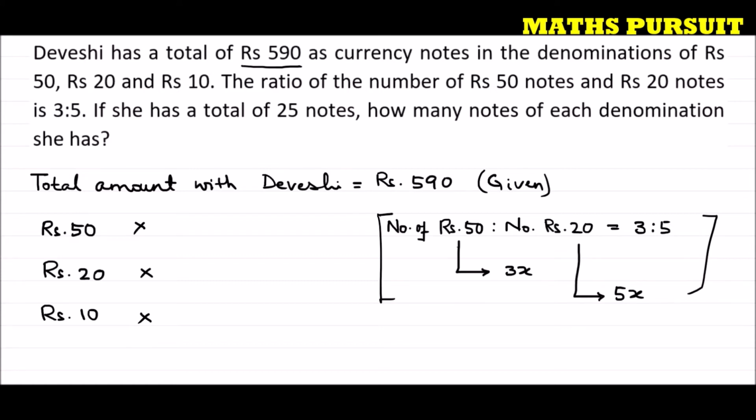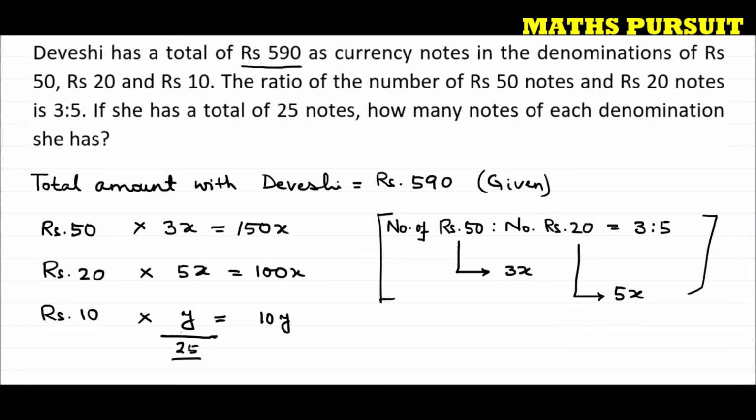Now guys, let us note it down here. The number of 50 rupees notes is 3x and the number of 20 rupees notes is 5x. So the amount is 50 times 3x, which is 150x, and 20 times 5x, which is 100x. And we do not know the number of 10 rupee notes. Let the number of 10 rupee notes be y. So we can write 10y.